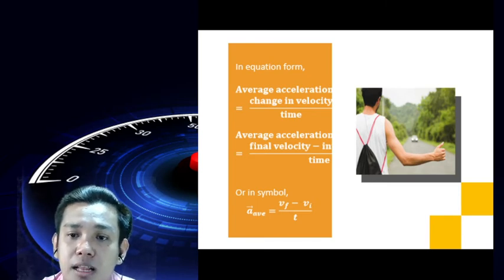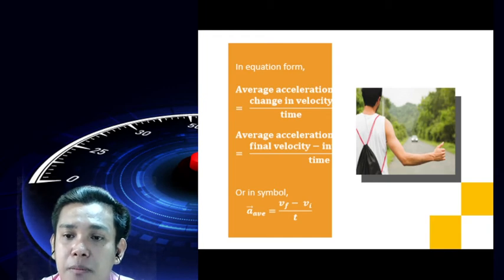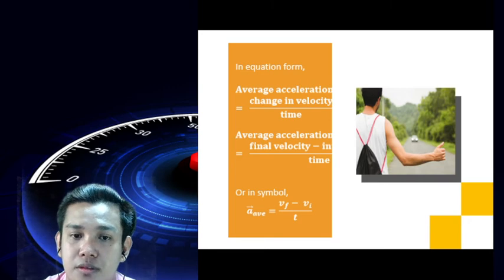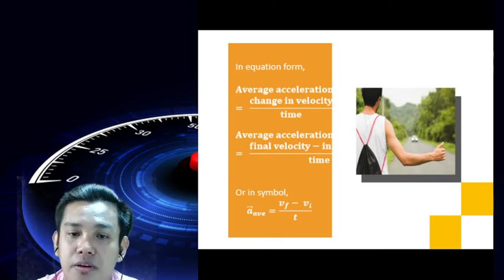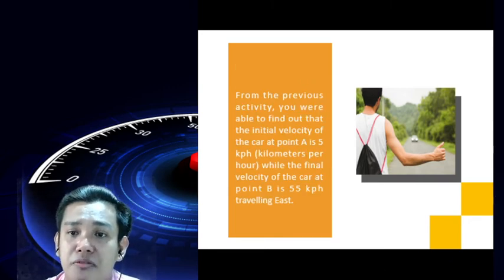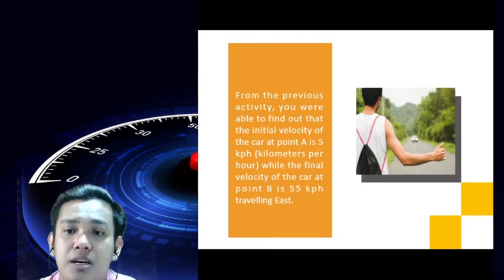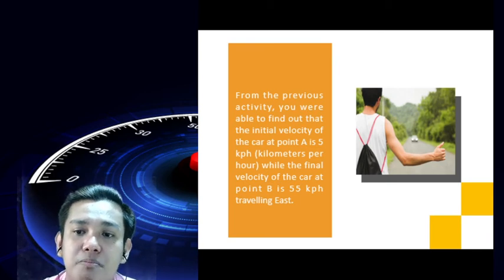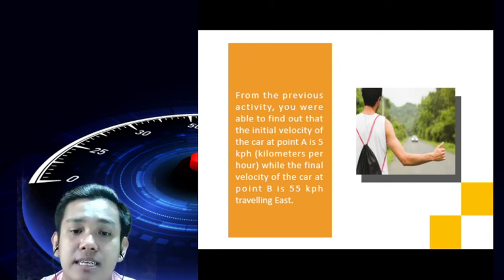Okay? Or in symbol, A with arrowhead average equals V sub F minus V sub I over T. From the previous activity, you were able to find out the initial velocity of the car at point A is 5 kilometers per hour, while the final velocity of the car at point B is 55 kilometers per hour traveled east.